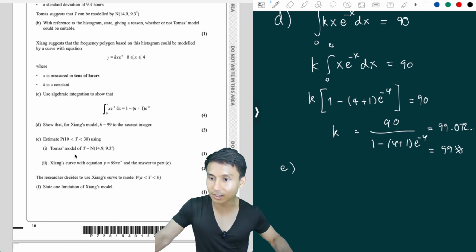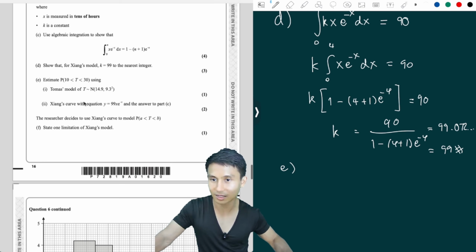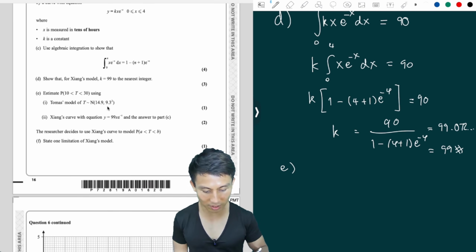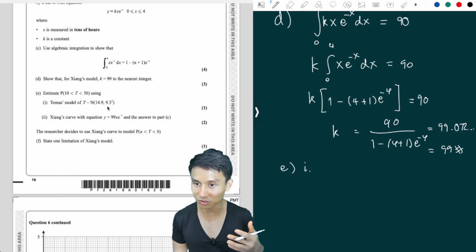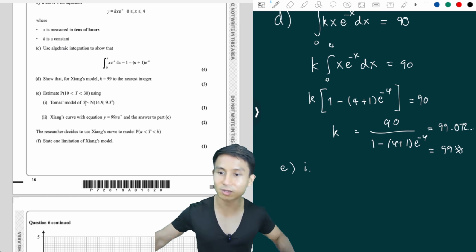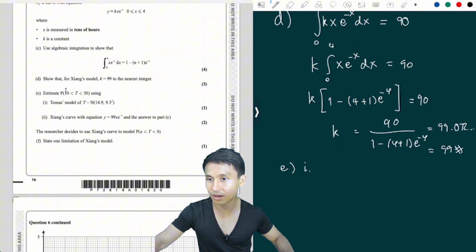And then part E, estimate the probability between 10 to 30 using Thomas's model, which is the normal distribution here. We're just going to calculate the probability the normal distribution way. You can do this by putting it in the graphing calculator, normal distribution. Lower is 10, upper is 30, mean is 14.9, and standard deviation is 9.3.